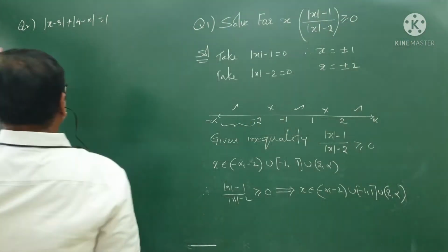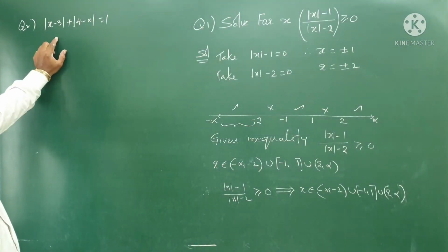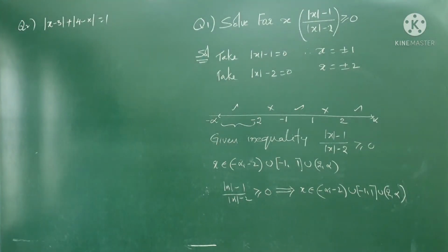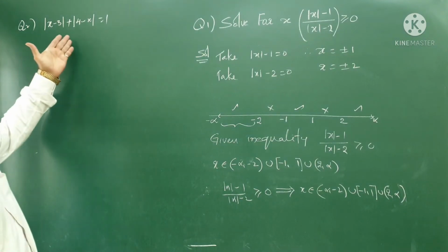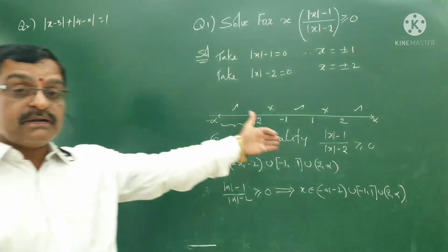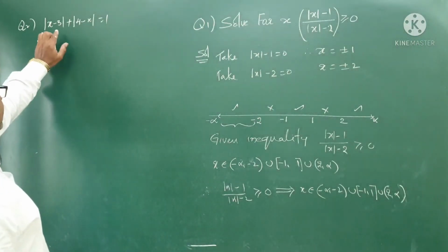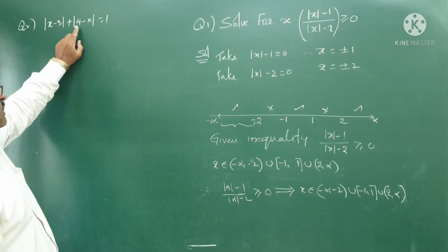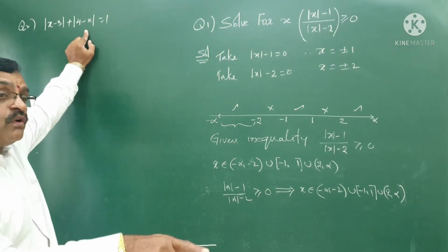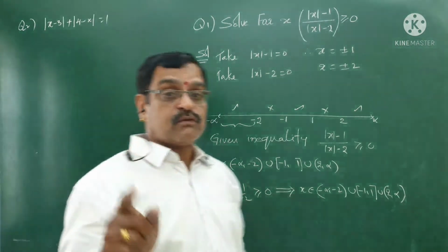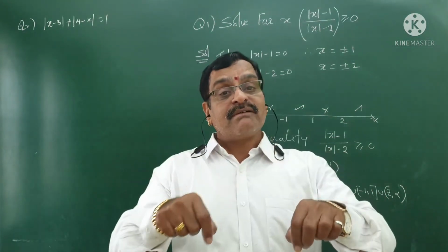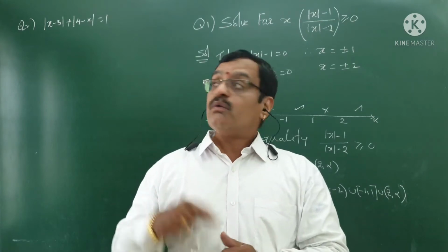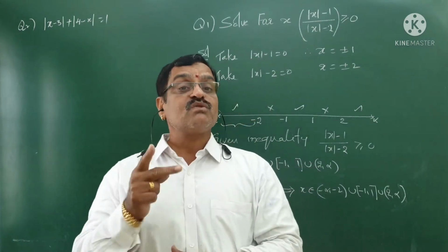Next, second question: mod of x minus 3 plus mod of 4 minus x is equal to 1. I can solve this equation also by using the earlier method. How? Take x minus 3 and solve it for x: x is equal to 3. Then go for 4 minus x: x is equal to 4. Then locate the real numbers 3 and 4 on the real line, then select which interval is possible. But if you apply the properties of the mod, we can solve it in just 1 or 2 steps.